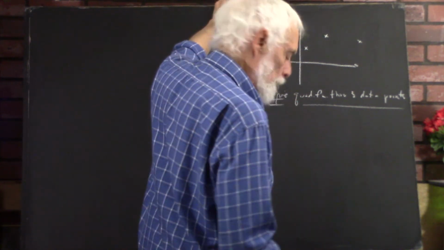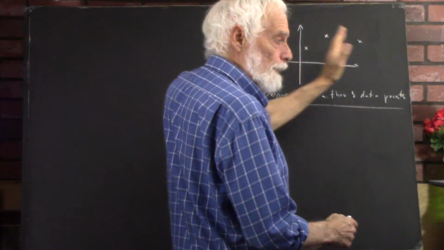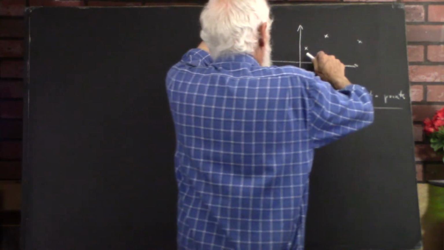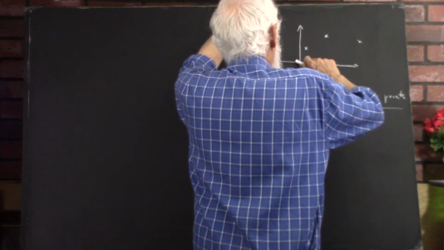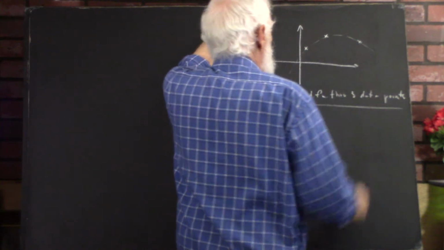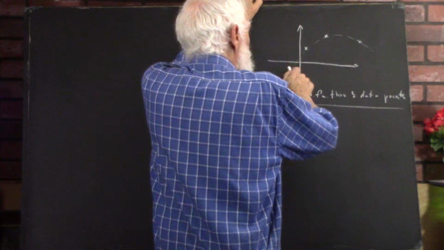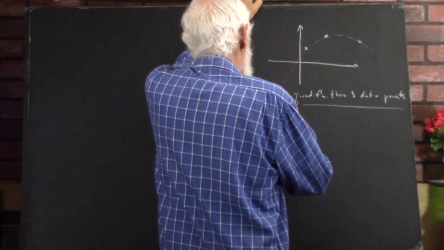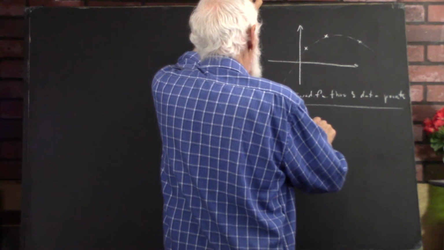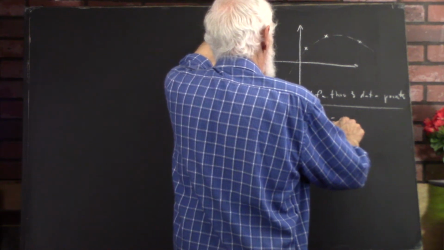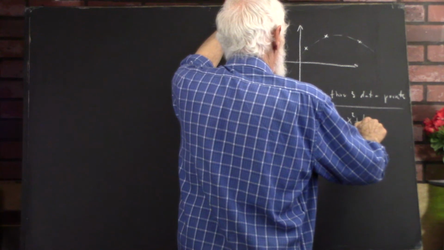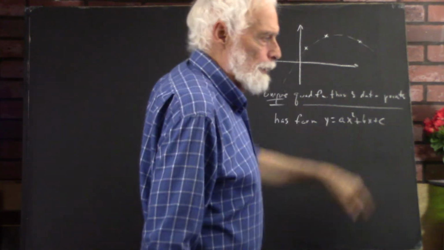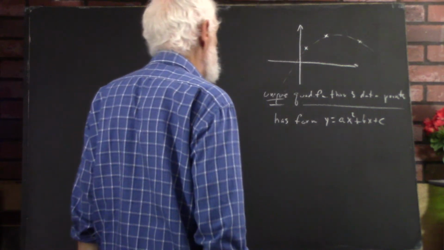quadratic function through any 3 data points, as long as they don't have the same x-coordinate, because of course then you wouldn't have a function. You'd fail the vertical line test. So the graph of that function might look something like this. Okay, so whatever the function is, any quadratic function has the form ax squared plus bx plus c.